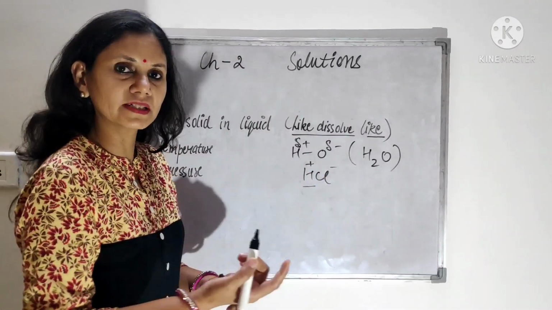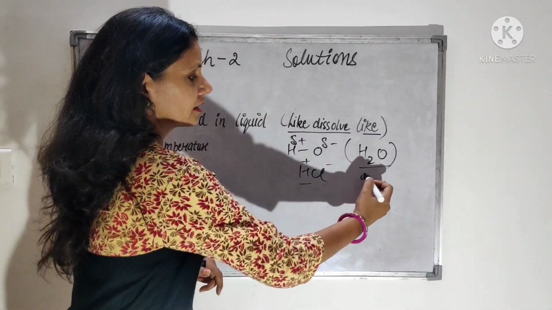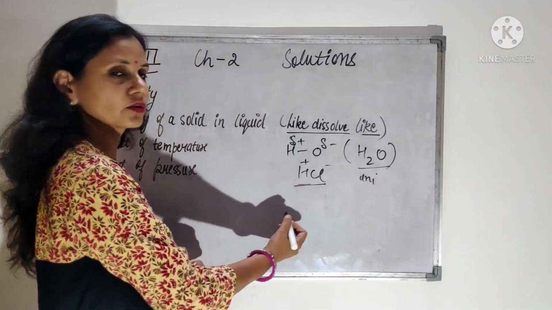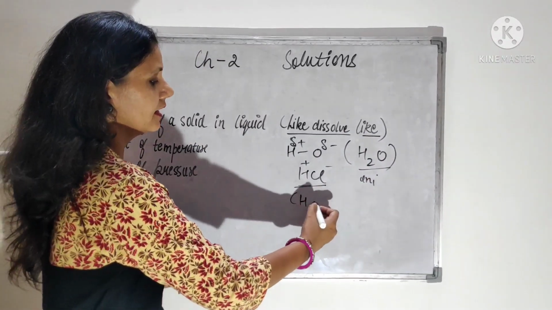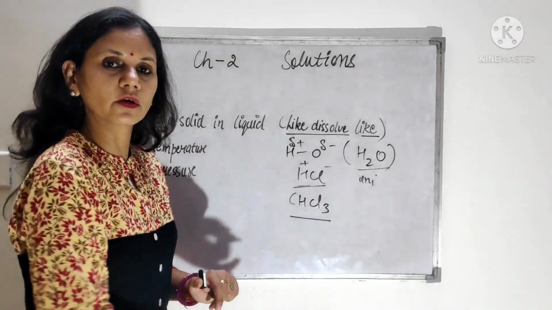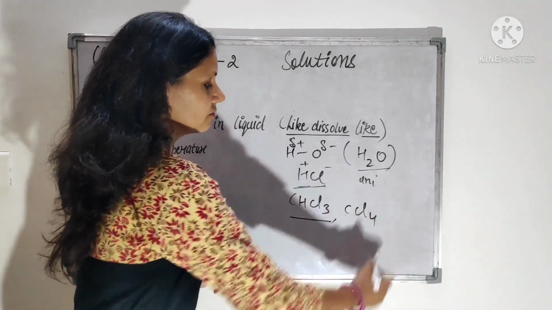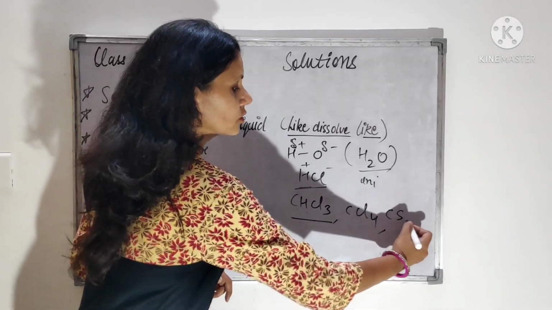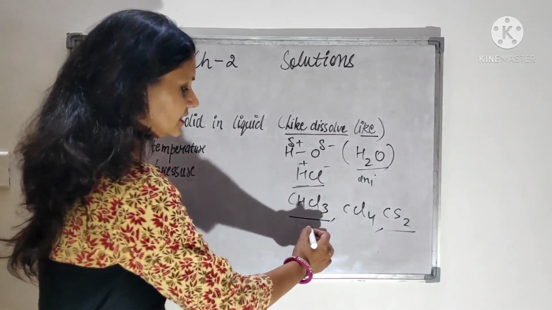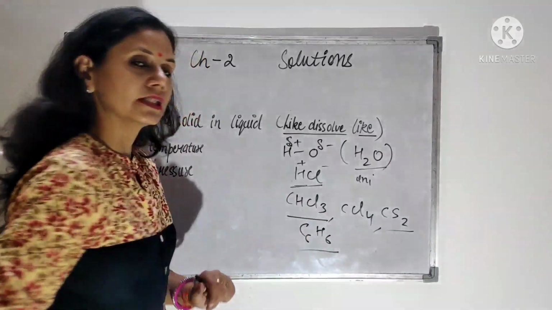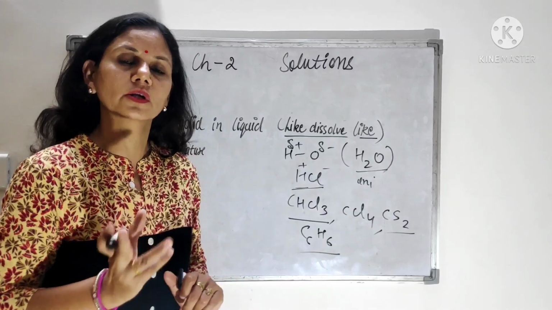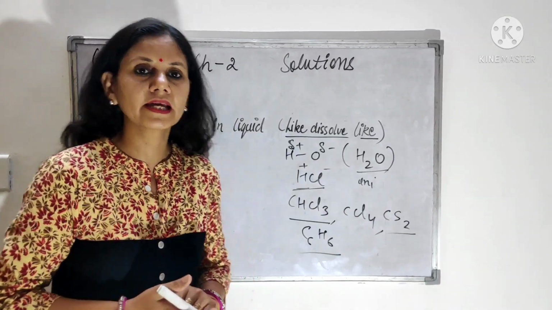H2O is a universal solvent, as we know. And what are non-polar solvents? Non-polar solvents are such as CHCl3 chloroform, CCl4 carbon tetrachloride, then CS2 carbon disulfide, and benzene, C6H6, is the best solvent. These are non-polar solvents in which a non-polar solute can dissolve. Those are not having any kind of ion.